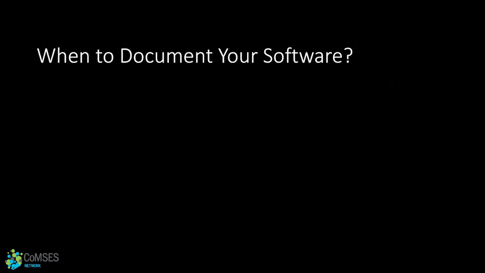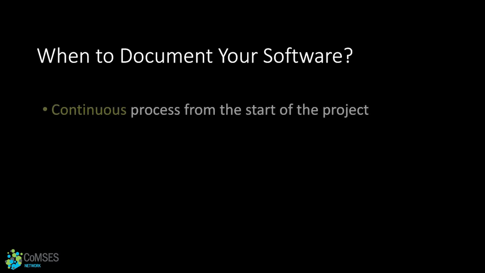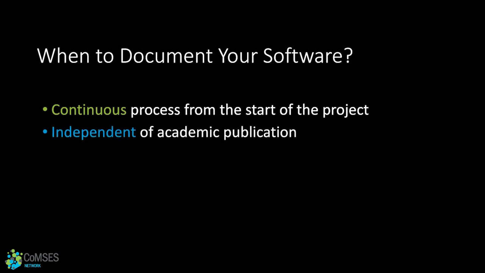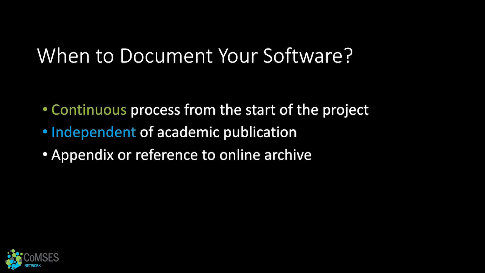Although many, if not most of us, fail to do so, it is actually best to begin documentation at the start of a project. Keep a document detailing changes you have made, assumptions, or how certain parameter values were chosen. This document need not be published, and in fact, it's probably best if it's considered independent of academic publication. This information could be included later as an appendix, or as a document that is included when the software is archived.